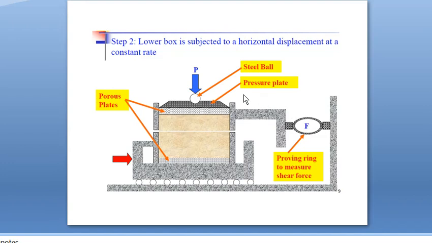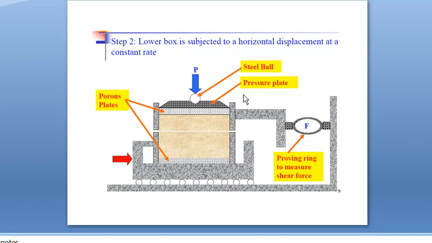Okay, and the test is continued till the specimen fails, and during the failure we will note the corresponding shear force value, and shear stress is obtained as shear force divided by area of the specimen. Okay, so for a particular value of normal stress we are obtaining the corresponding shear stress value. Then the test is repeated at different values of normal stress, and the corresponding shear stress is measured.